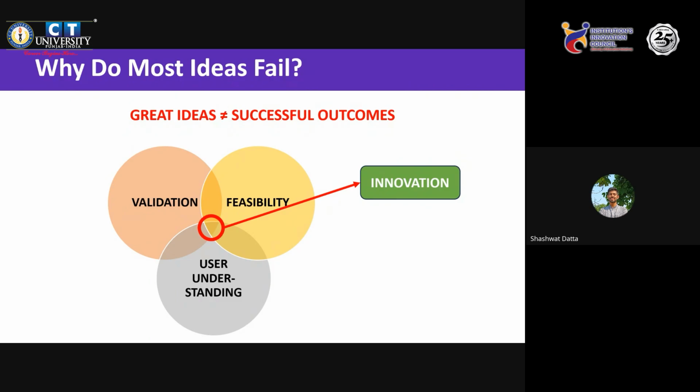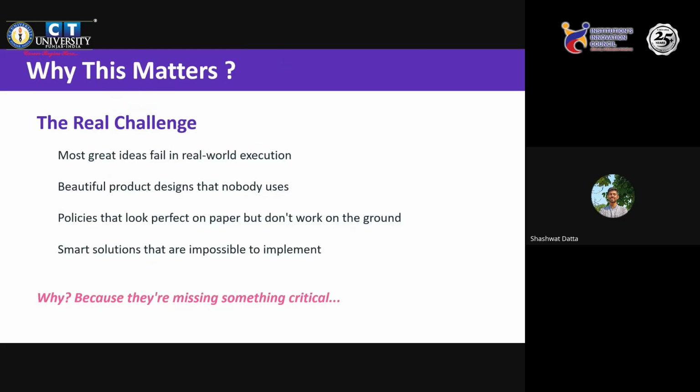Let me start with this question. Why do most great ideas fail? A great idea does not necessarily mean that you'll have a successful outcome. In this Venn diagram, I've tried to show that you might have seen an amazing app that nobody uses, a brilliant policy that does not work in real life, a startup with a perfect pitch that goes nowhere. You have validation, you need feasibility, and you need user understanding. The union of these three rings will tell you the exact place where the innovation needs to happen. Most ideas don't fail because they are bad, they fail because they are incomplete. They are either too creative without logic or too logical without being creative.